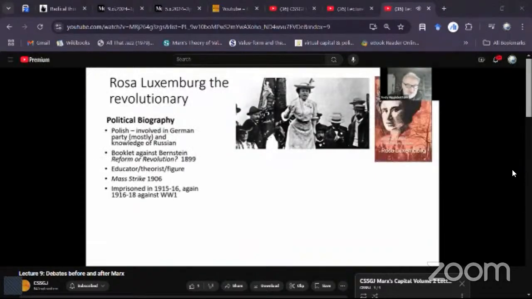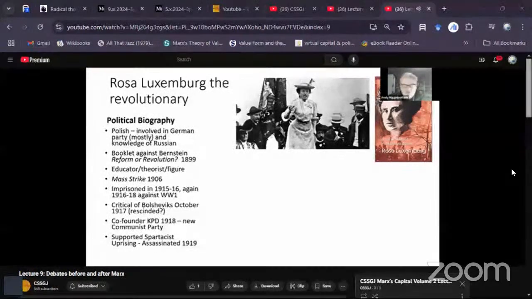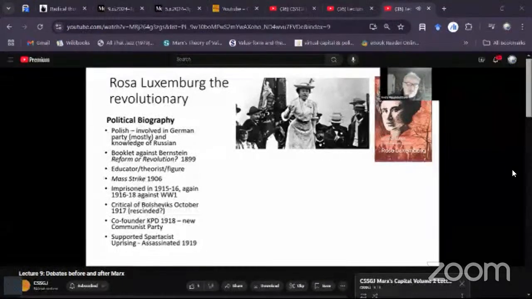Luxemburg was a revolutionary, right? She grew up in Poland. She was Jewish. She was a woman. She was, in the context of Germany and Poland, definitely from an oppressed nation. She came into prominence in her late 20s when she wrote against the open reformism of Bernstein. She became quite a leading figure, educator, propagandist, I would say, in the German Social Democratic Party. She advocated mass action, spontaneous mass action, rather than political party organization.